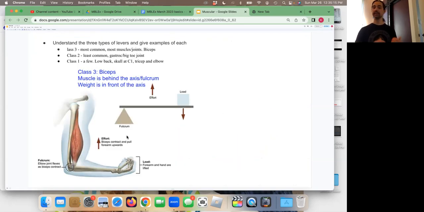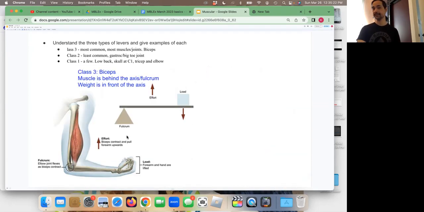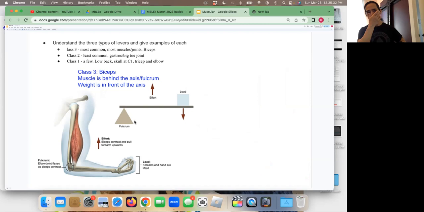All right, levers in the body. So, and I wish that I could have left this one alone. I'll be here all night. So there are three classes of levers. It looks like I only have two classes listed, which is, okay, I'm not sure how that happened.